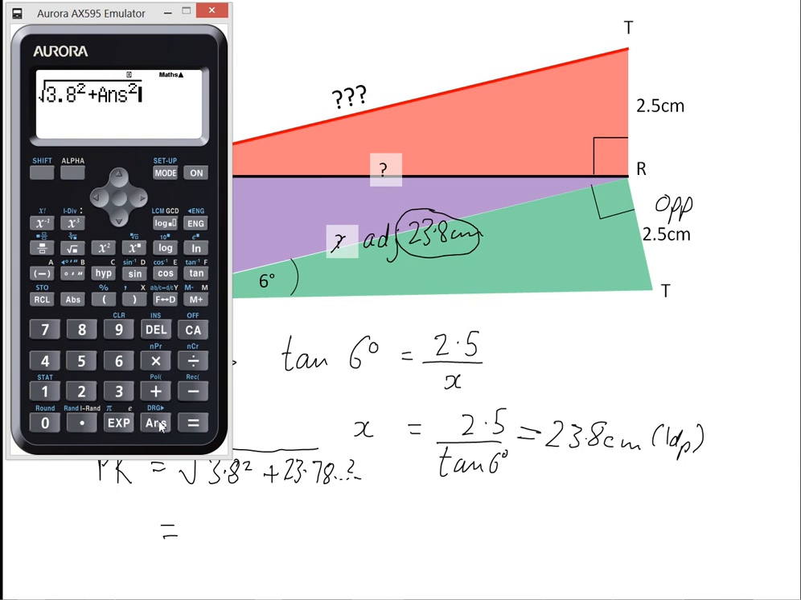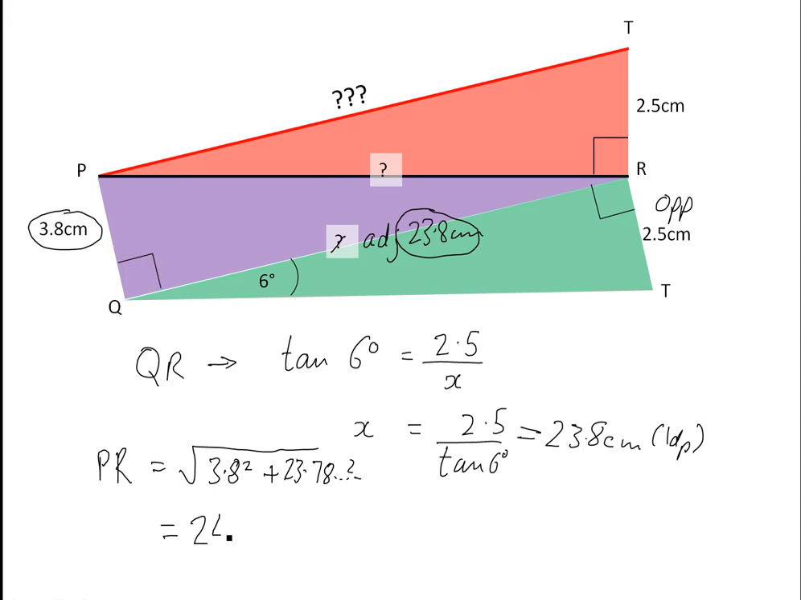You see what I did there? I'm using the previous answer, squaring that, equals 24.087 and so on. So that equals 24.1 centimeters to one decimal place. And that is the base of this triangle, so that's 24.1. Brilliant! I've now got the two pieces of information that I need to help me get PT.